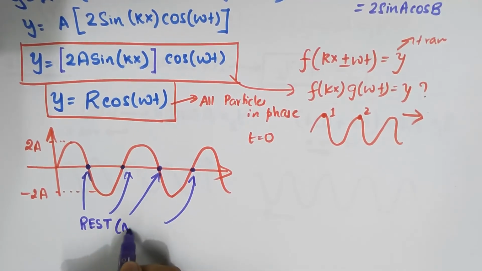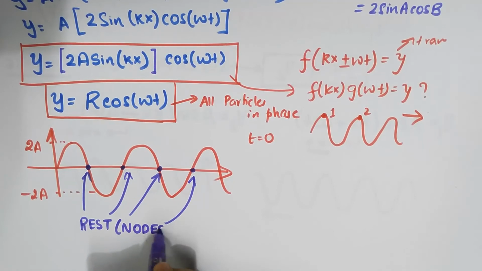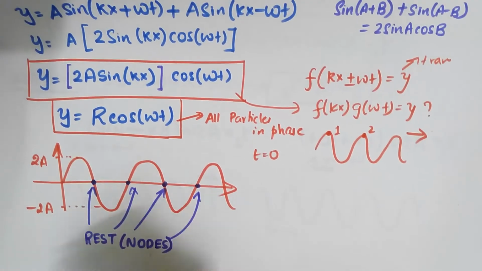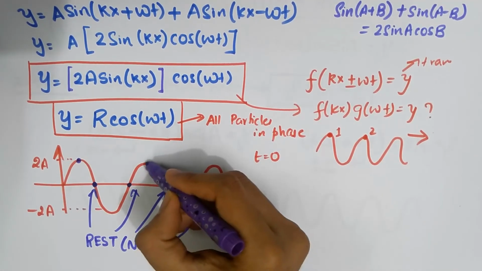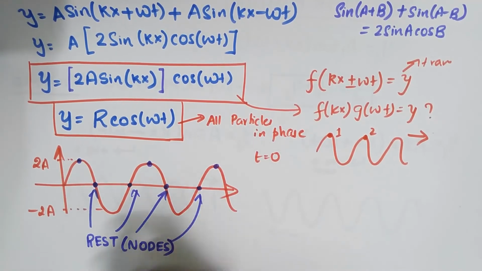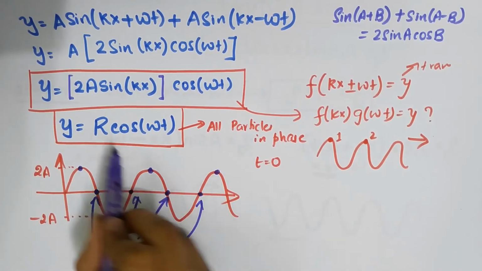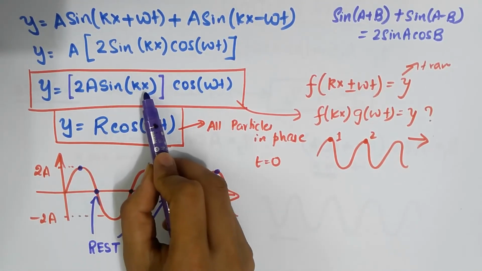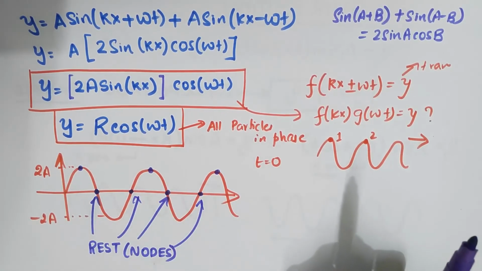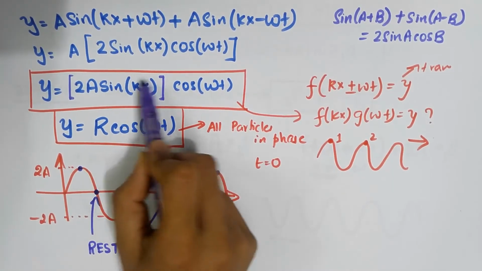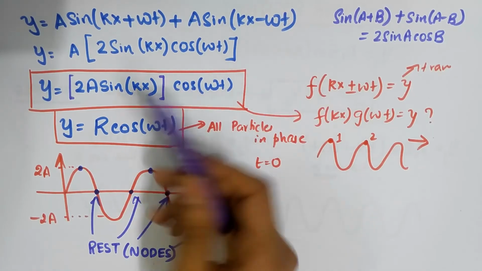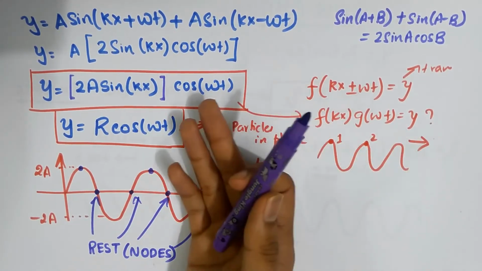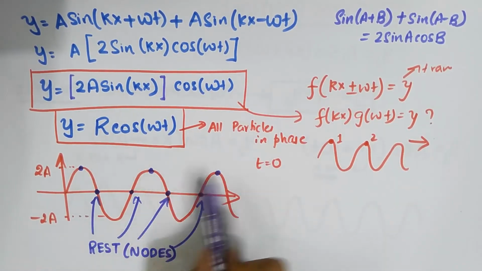And these guys are called nodes. They don't oscillate. And on the other hand, look at these guys. These guys oscillate with maximum amplitude. These guys are the ones that have the maximum value of r. For some value of x, r will be maximum. The value of x is that kx is pi by 2, and kx is say 3 pi by 2, these guys will have maximum values.